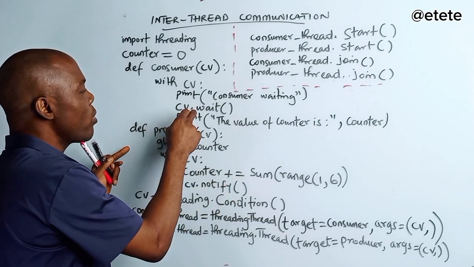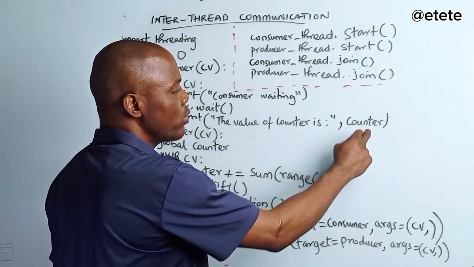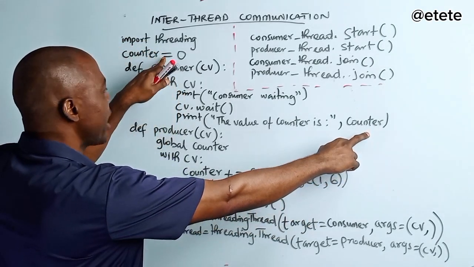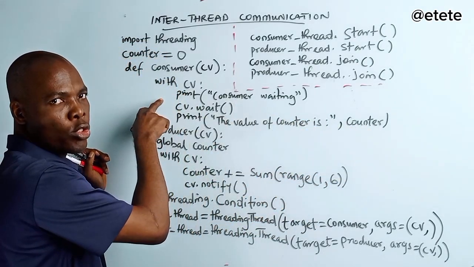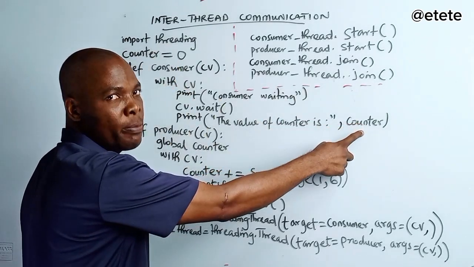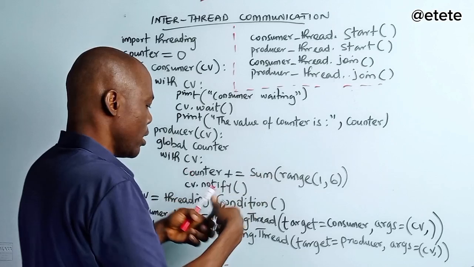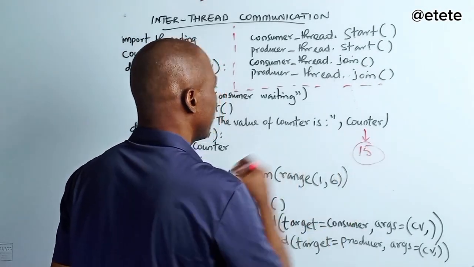So this guy now will wake up from his sleep, and then print out the value of counter is what? Whatever the value of counter is. Now this counter, it will check inside this local scope. It will not see it. Then it will come out to the global scope. It will see it and it will display the value, which is what? 15. So this one is going to display 15, right?